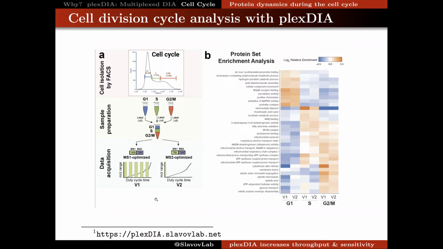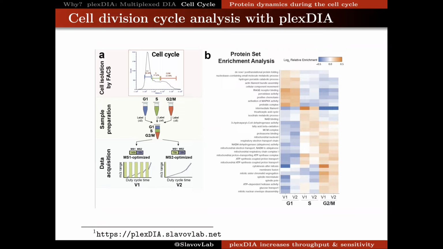One scheme was optimized for MS1 quantification. It used a larger number of high resolution MS1 survey scans, while the other scheme was optimized for MS2 quantification, a more traditional DIA method that had a single MS1 survey scan in the duty cycle and had a larger number of MS2 windows, which of course increased proteome coverage. And then we looked at the results from both of these methods.